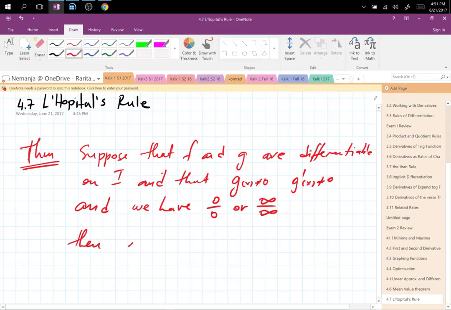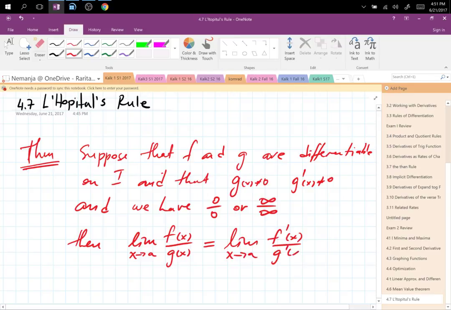Then the limit of f of x divided by g of x, as x goes to some value a, is equal to the limit as x goes to a of f prime of x divided by g prime of x. Now, these are independent derivatives. This is not a quotient rule. Yes? What does it say after that? After that, g of x is different than 0. So not 0. And g prime of x is not 0. So that's an equal sign crossed out, which means not 0.